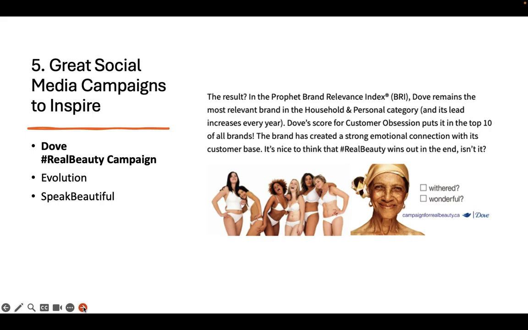So Dove soap. Dove soap has become a household name, particularly with women, and it's all because of their Real Beauty campaign. It started in 2015 with their Evolution video. If you just go onto Google and you Google Dove Evolution video, you will see it. It shows the video of a woman who has got no makeup, she hasn't done her hair, and she's looking straight on at the camera.